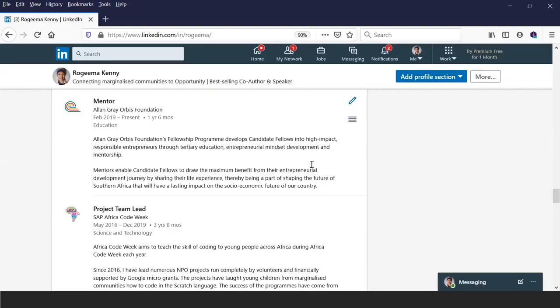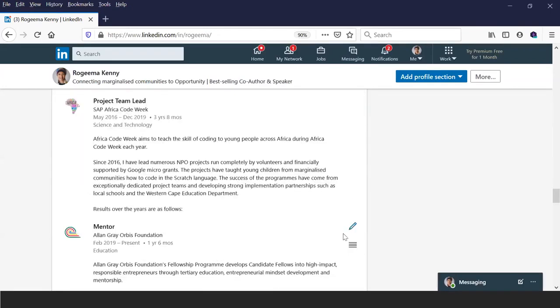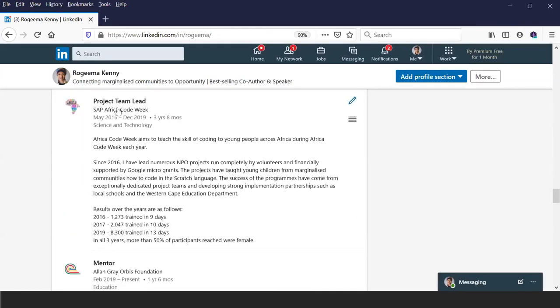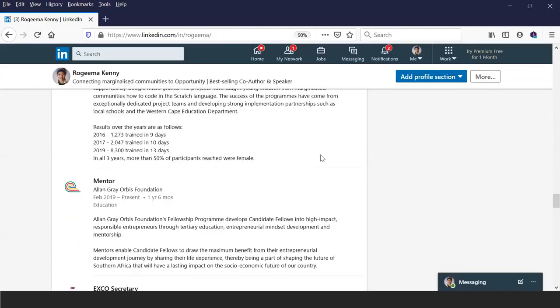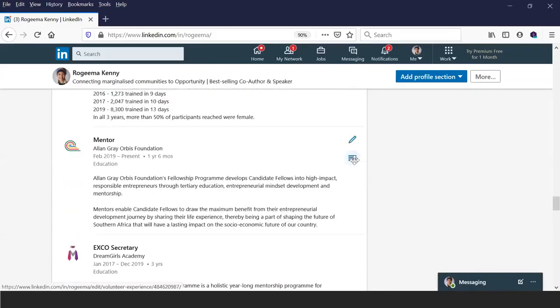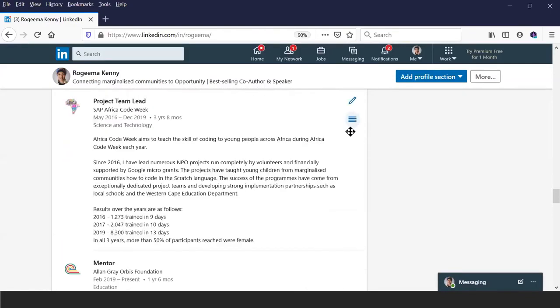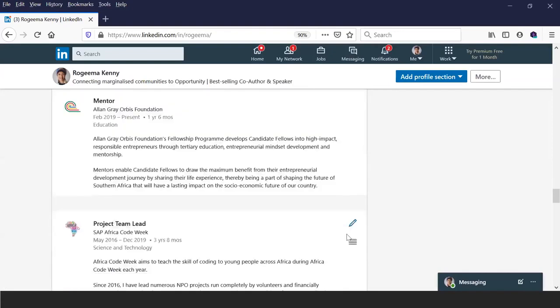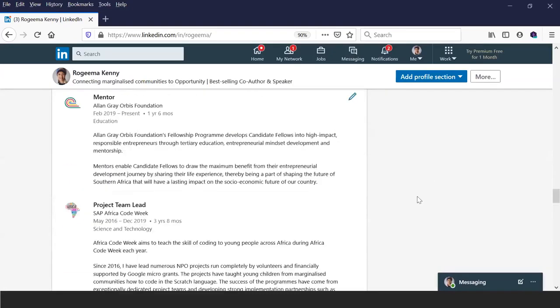In terms of chronological order, like you see here, I can move that down if I want to. If I want to put the Africa Code Week thing at the top, I can do that, whereas you can't do that with work experience. So I'm just going to move that back because I do want that. Okay, I'm not going to spend time on this, but yeah, move that there.